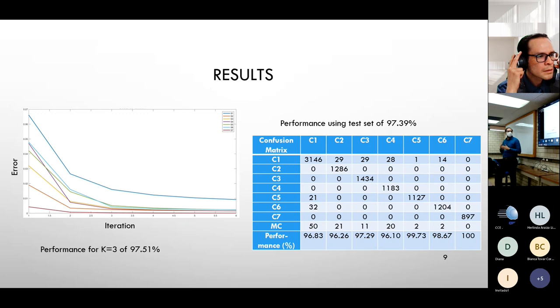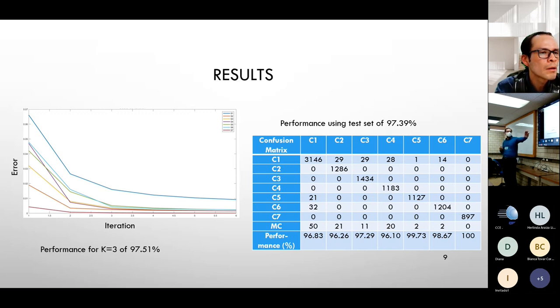For the results of this training, we get an average performance of 97.51%. And for all the tests we made, the convergence to the established error of 0.01 was achieved in 6 iterations. The performance using the test set was 97.39%, which is similar to the performance obtained during the training session.